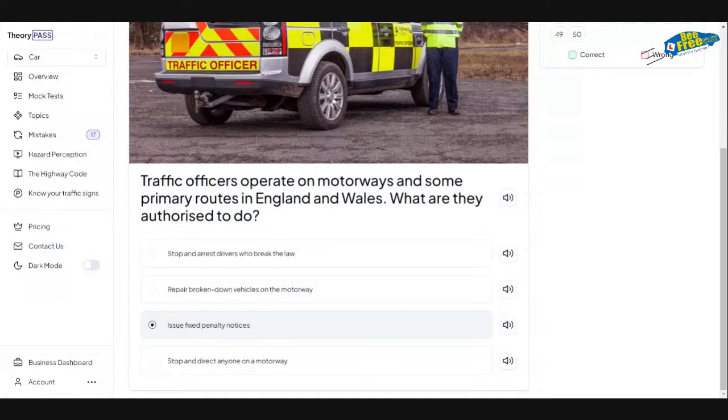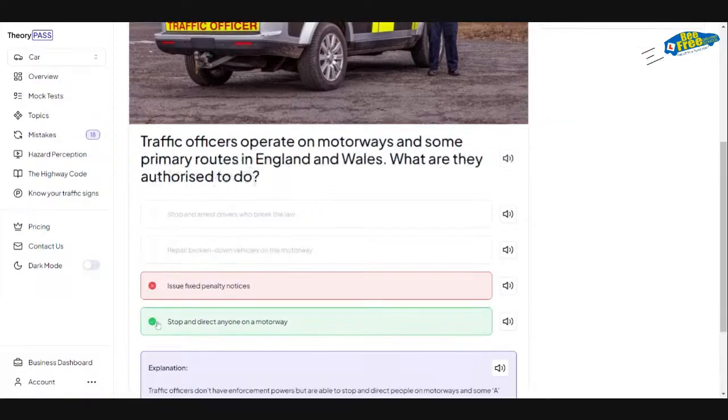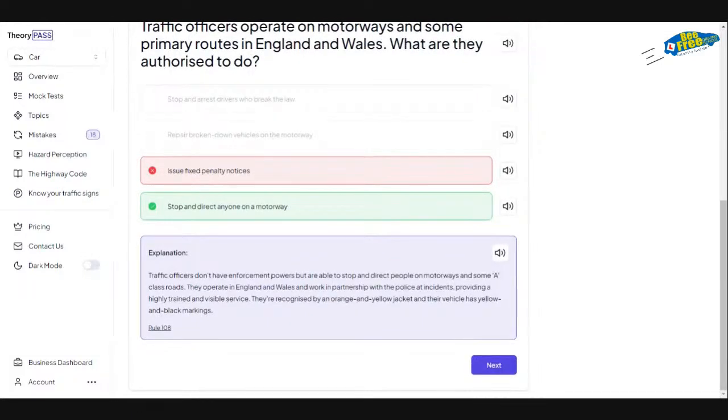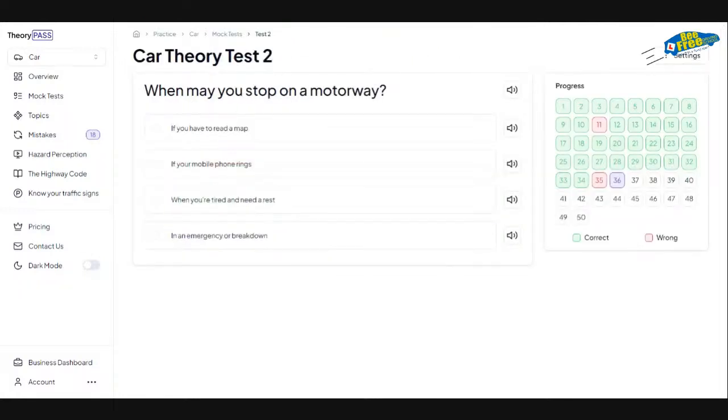Stop and direct anyone on a motorway. Hmm. That one. Yeah. Could be. I don't know. They're not going to stop and arrest drivers. So straight away I thought issue fixed penalties, but now I read that last one, stop and direct anyone on a motorway, it makes me think, oh, do they do that as well? But I'm going to go with issue fixed penalty. Oh no, I was wrong. It was stop and direct anyone on a motorway. Okay, so they don't have enforcement powers, but they're able to stop and direct people on motorways. Okay, there we go. We keep learning. No one's got all of the right answers. It's probably good for you to see me getting some of the questions wrong.